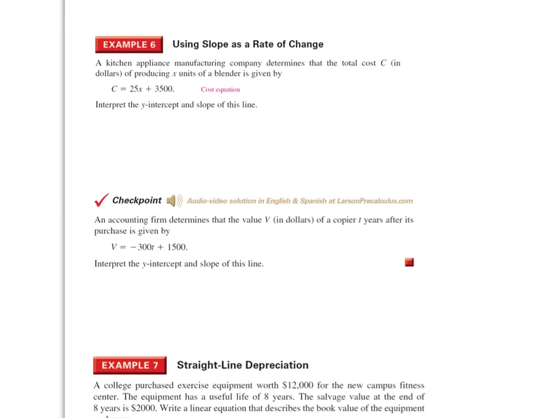A kitchen appliance manufacturing company determines that the total cost C in dollars of producing x units of a blender is given by C equals 25x. Interpret the y-intercept and slope of this line. So here, what we're doing is we're saying, what is the y-intercept? If you remember, a y-intercept is where your x is 0. So the y-intercept would be where this is 0 and this is 3,500.